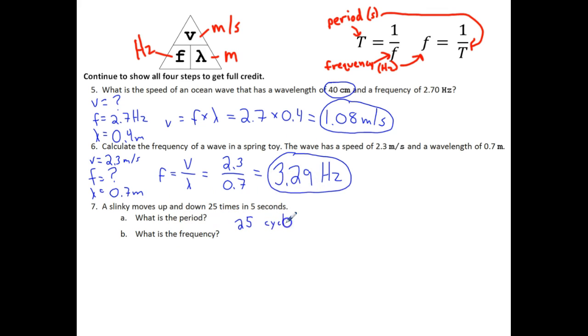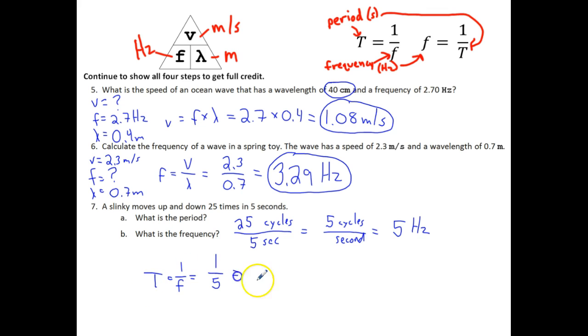This next one, you just kind of have to write it out, probably the easiest way to look at it. It says 25 times in 5 seconds. So think of it as 25 cycles in 5 seconds. If you simplify that, you get 5 cycles per second, and 5 of anything per second is 5 hertz. Now to get to the period, I need to do 1 over that. 1 over 5 is going to give me 0.2 seconds. That is the period, and that is the frequency. So just remember, they are inverses of each other.